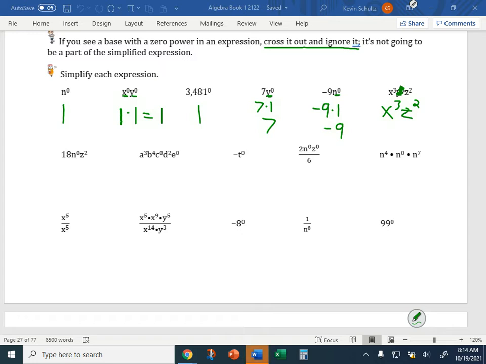18n to the 0 z squared. We can just kind of eliminate this, just kind of ignore it, right? It doesn't factor in at all. What are we left with? 18z squared. Z squared. Okay?